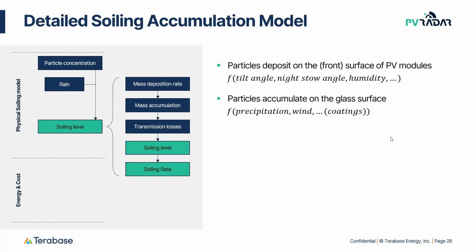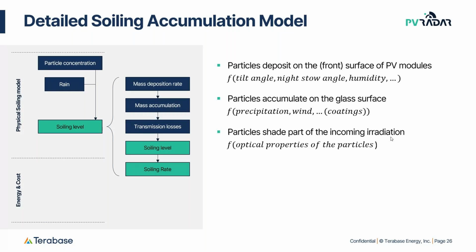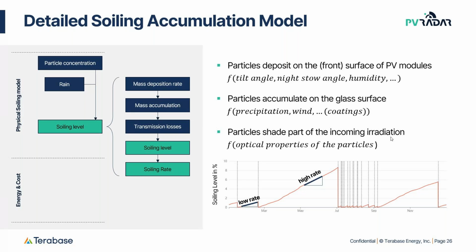Then we keep track of the accumulation of particles on the surface of the glass. Here, very important, is where the precipitation comes in, which is able to wash away part of this soiling, as well as wind and other factors. As a next step, we calculate which part of the incoming irradiation is shaded by the soiling. This is a function of the optical properties of the particles. And that then ultimately allows us to calculate the soiling level.